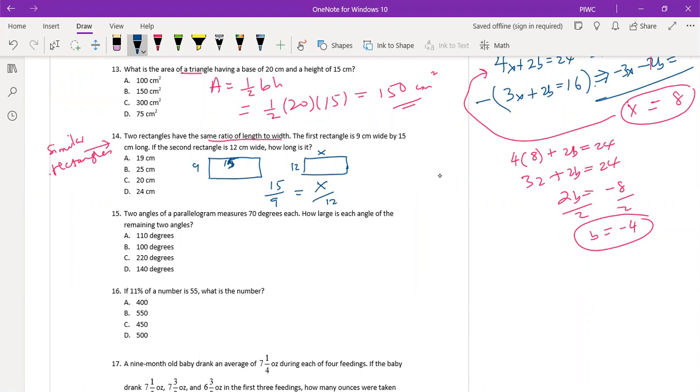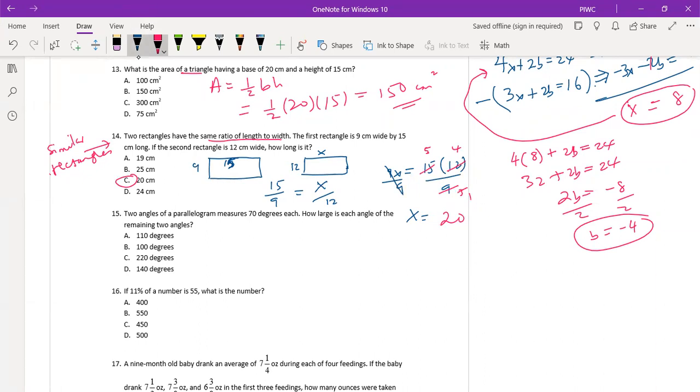So we do the cross product, then we'll have 9x is equal to 15 times 12 divided by 9, divided by 9. So your x will be equal to, you can use a calculator or you can reduce to lowest terms if you like to. So 3 into 5 is 15, 3 into 15 is 5. 3 into itself is 1, 3 into 12 is 4. So I have 4 times 5, so that'll be 20. So the length is 20 centimeters.